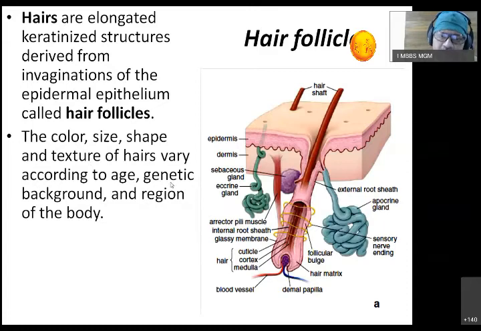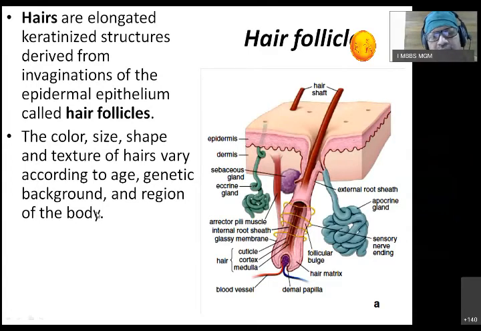The color, we'll talk later about that. So the color, size, shape, and texture of hair vary according to, you have to remember, age, genetic background, and region of the body. According to age, the amount of hair will differ. Genetic background is also one of the important things, and region of the body. In some parts of the body, like the palm and the sole, there are no hair follicles. But in some regions of our body, like the scalp, there are a lot of dense hair follicles.